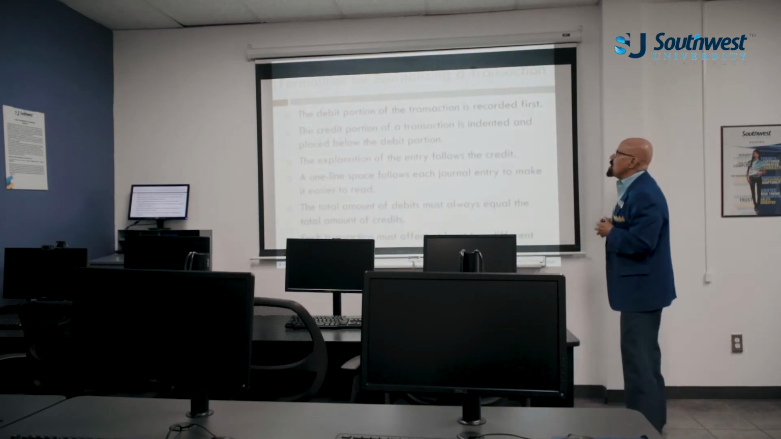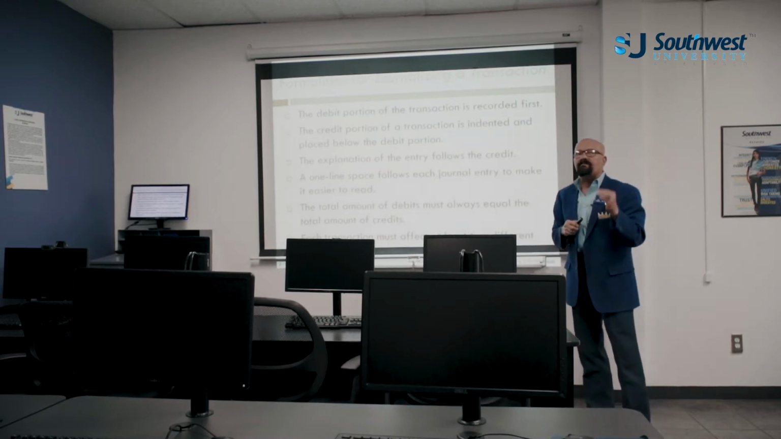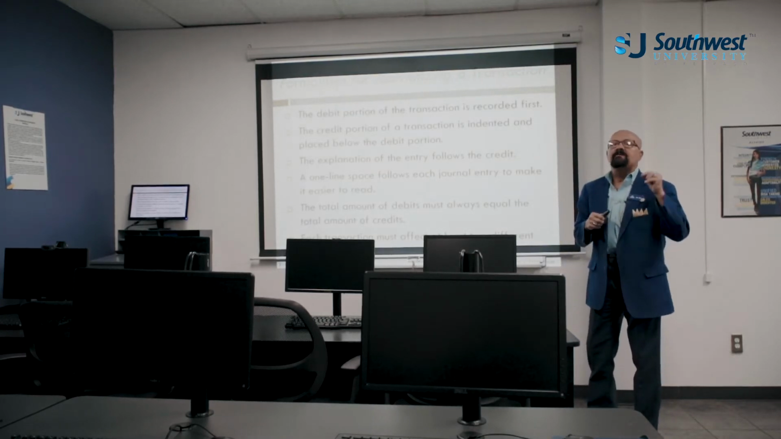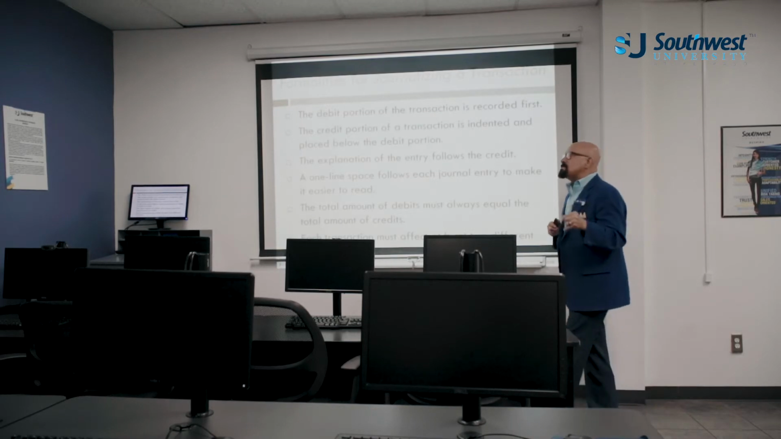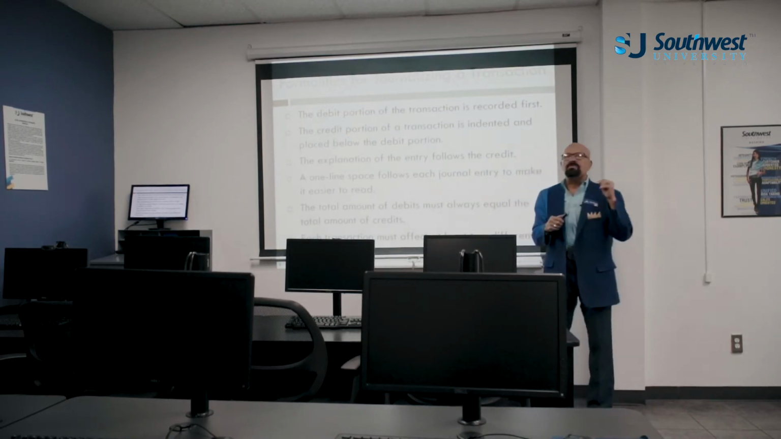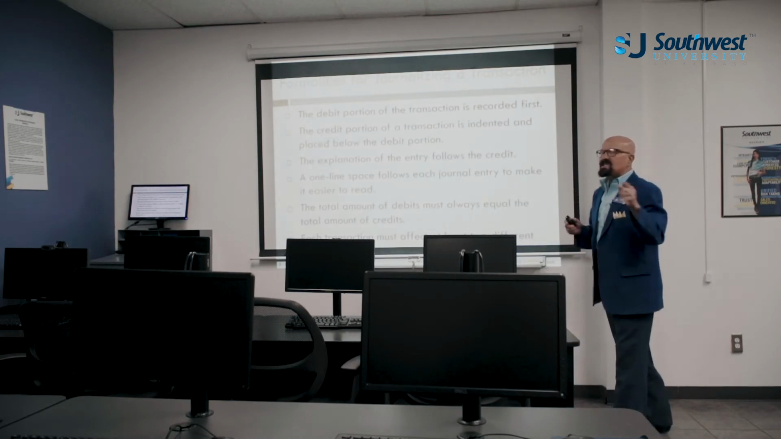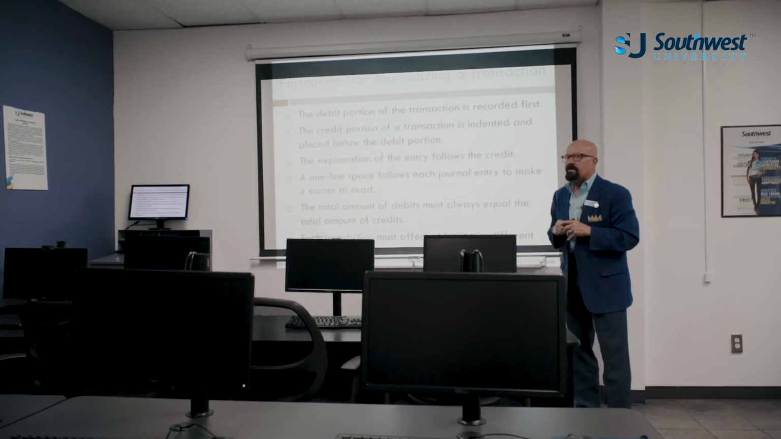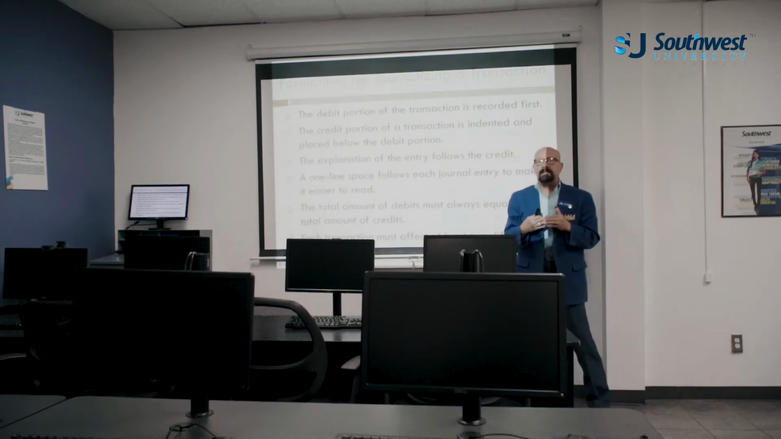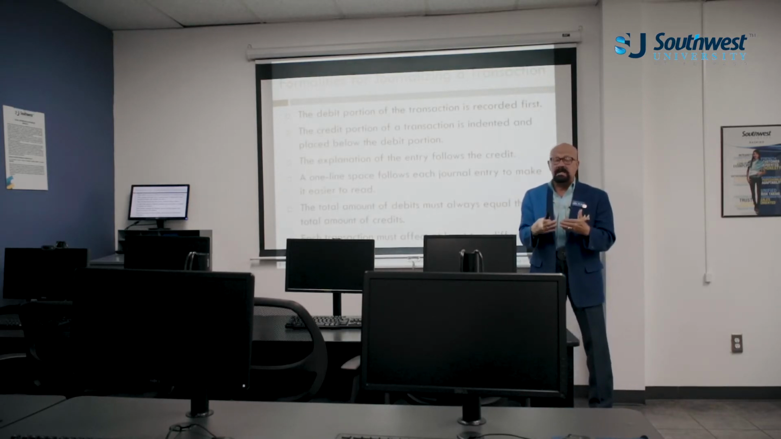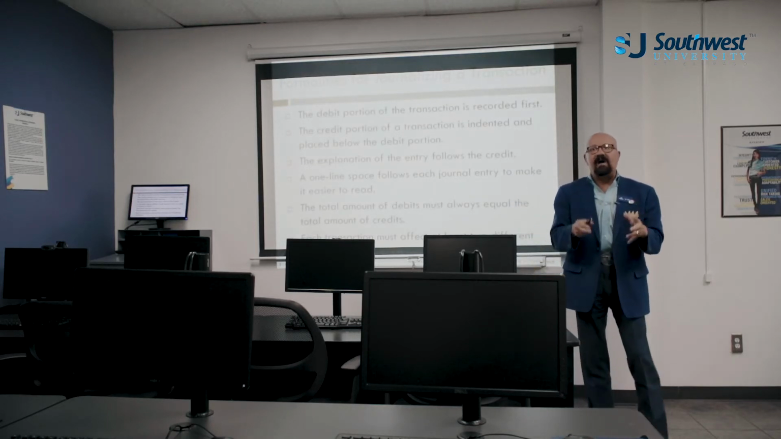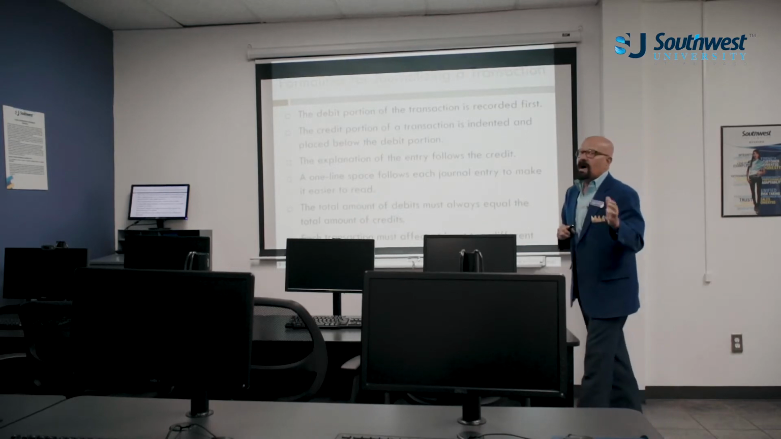The debit portion of the transaction is always recorded first. We're always going to do the debit first. Why? Because it is what it is. That's the best rule to follow. The credit portion of the transaction is indented and placed below the debit portion. The reason it's indented is because it makes it easier to read. Because if the IRS or any auditor can't read it, they're going to disallow it. And that can cost you money and fines, interest, all kinds of things.